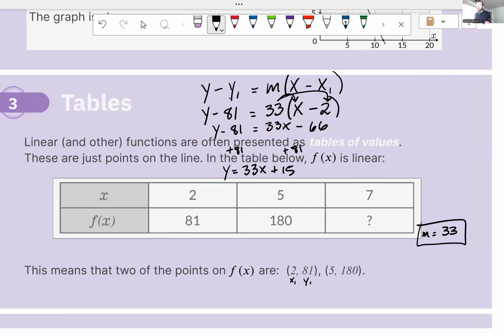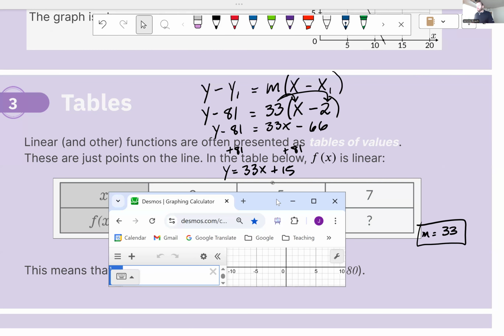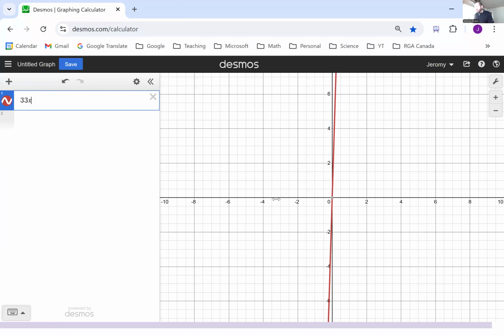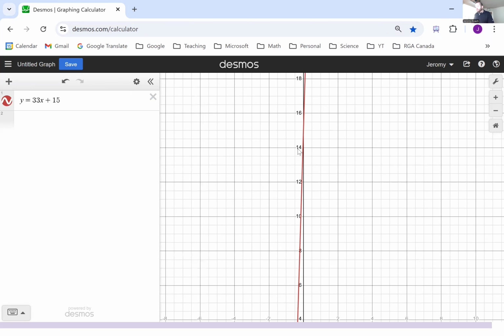Now we can go back to Desmos and just type in this equation into Desmos, 33x plus 15. When we type that in, you can write y equals as well and get the same thing. And the 15 is going to be our y-intercept.